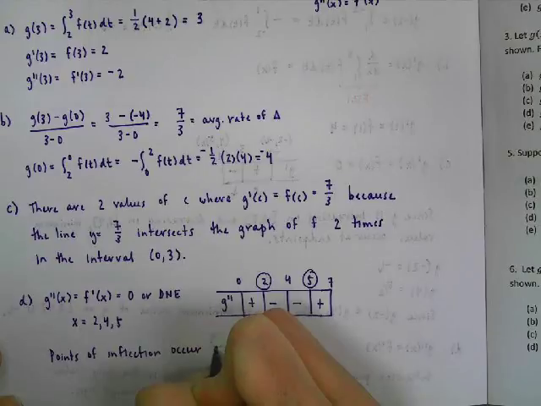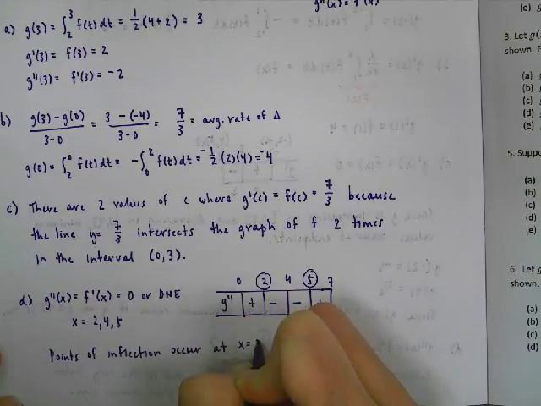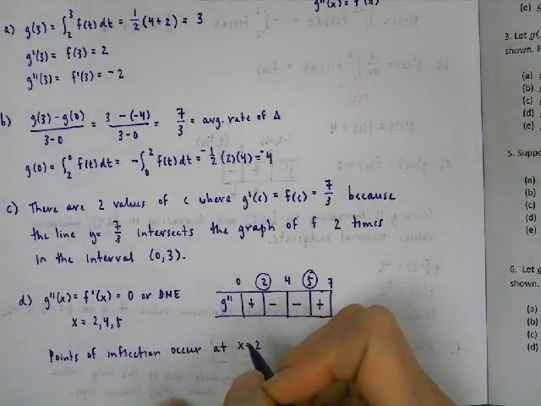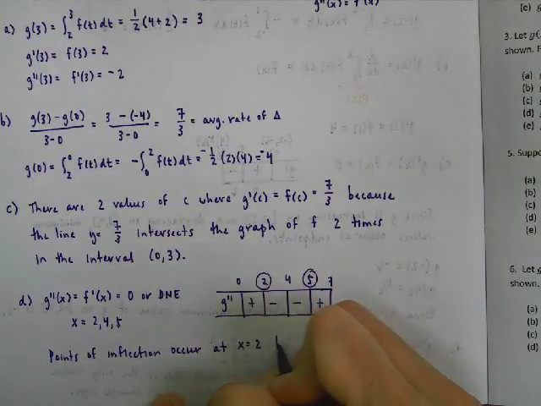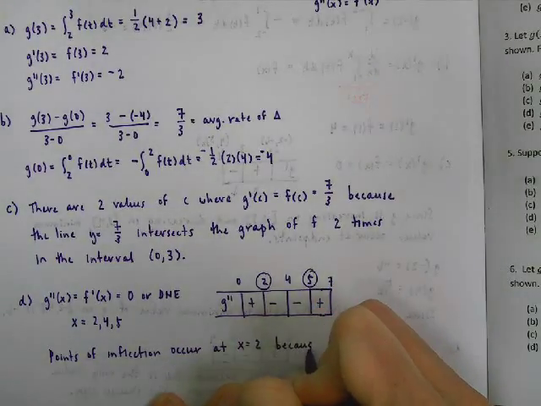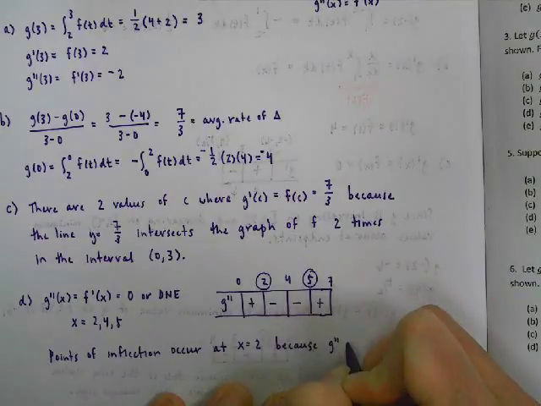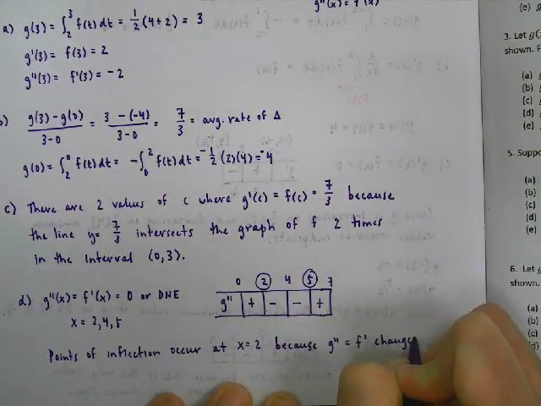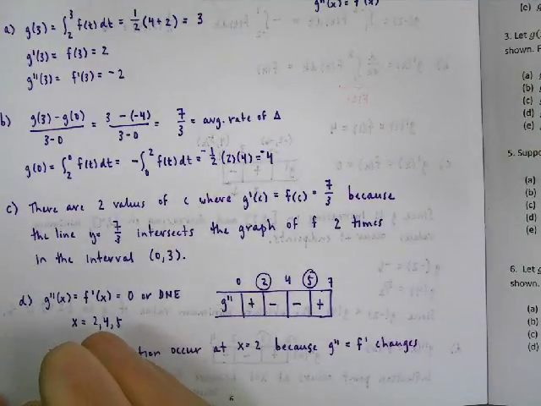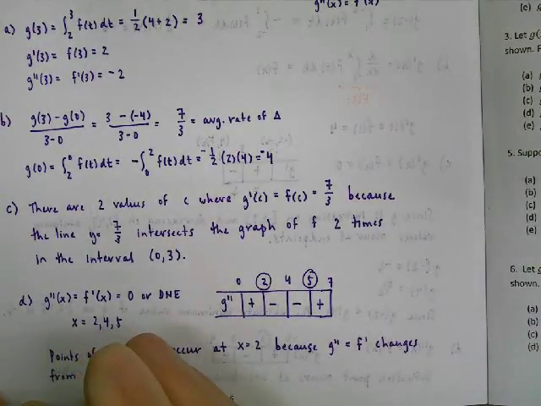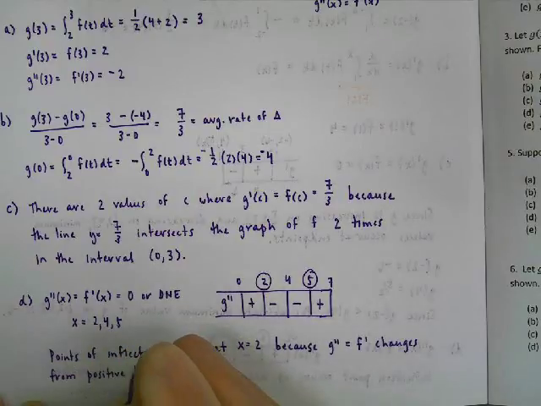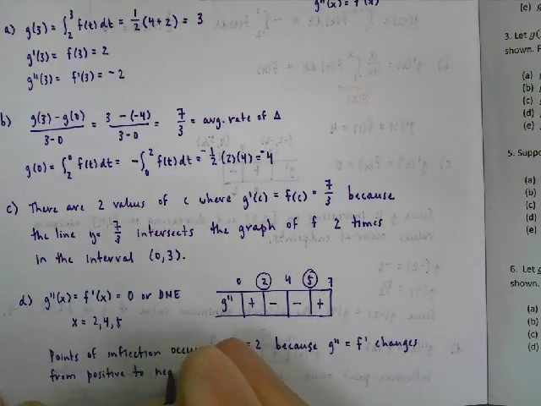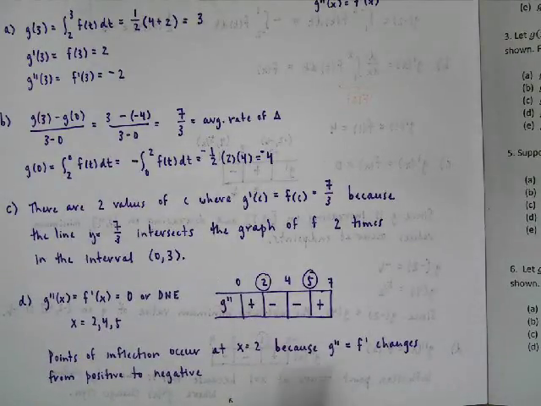occur at x equals 2. And I'm going to say because G double prime equals F prime changes from positive to negative. Okay, so it occurs at x equals 2 because I changed sign from positive to negative.